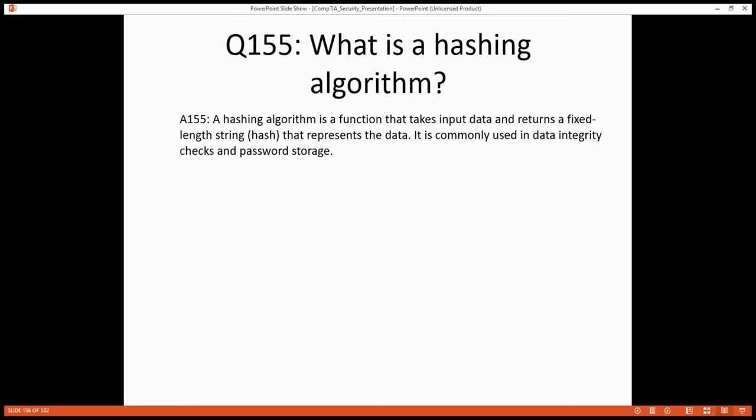Q155. What is a hashing algorithm? A155. A hashing algorithm is a function that takes input data and returns a fixed-length string, a hash, that represents the data. It is commonly used in data integrity checks and password storage.